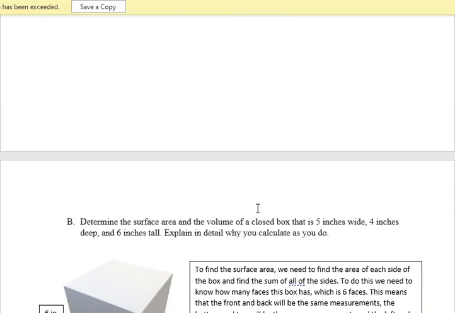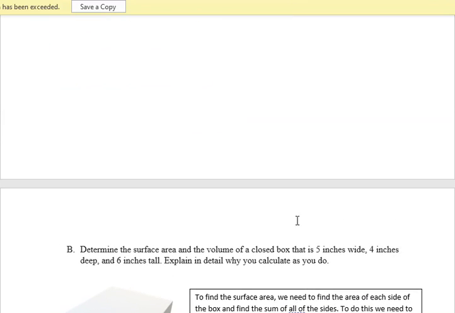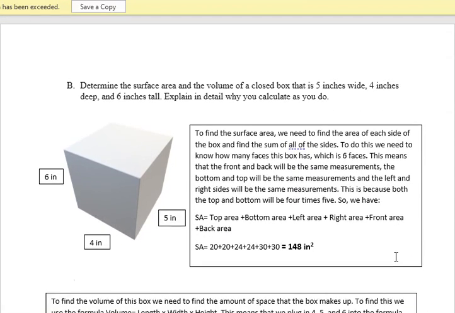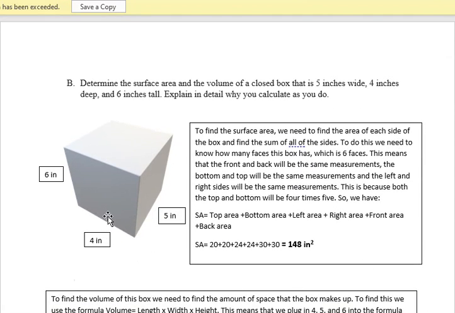For B, determine the surface area and the volume of a closed box that is 5 inches wide, 4 inches deep, and 6 inches tall. Well, firstly, we need to help them visualize the box. So for this box, we have that it's 6 inches tall, 4 inches deep, and 5 inches wide.